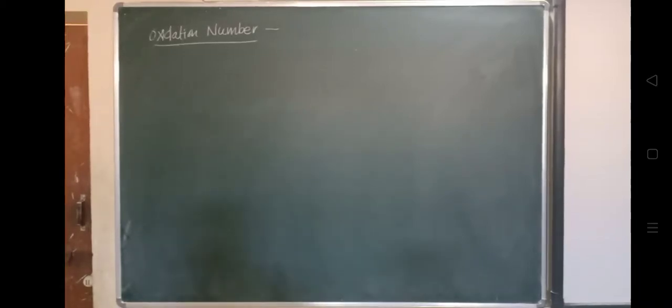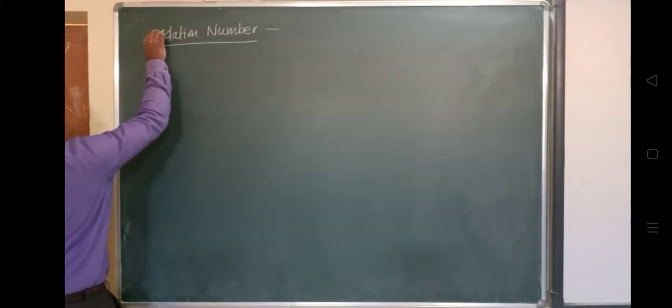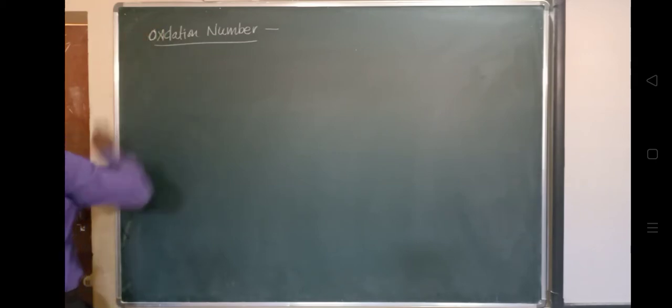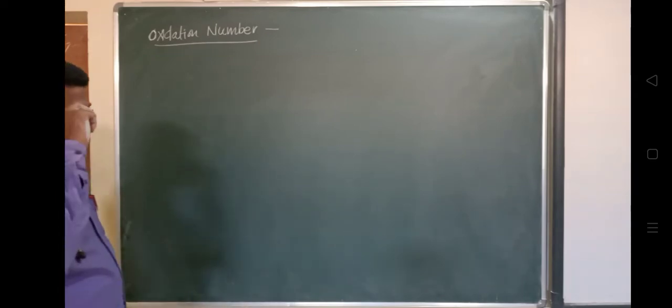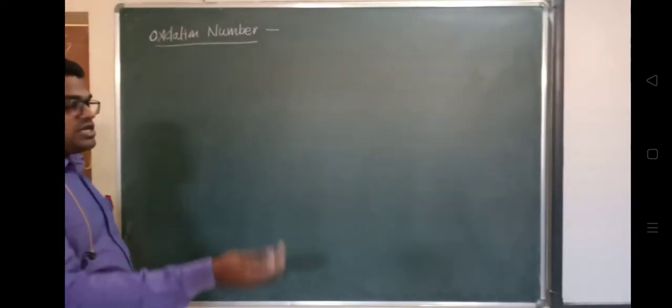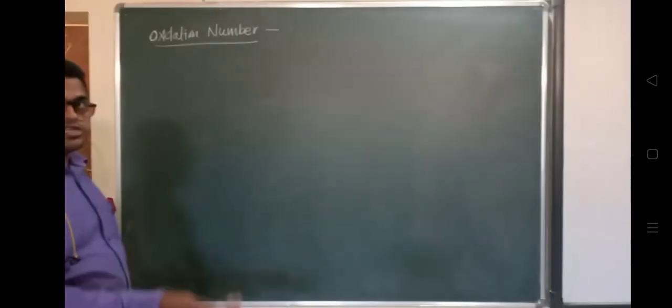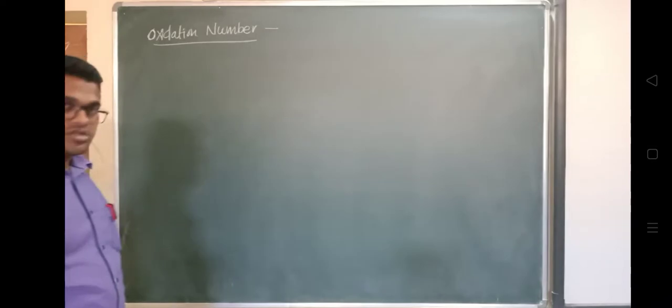So today we'll discuss the oxidation number. In the last lecture we already studied the meaning of oxidation reaction and reduction reaction. In any reaction where both the oxidation process as well as the reduction process take place, that is called a redox reaction.